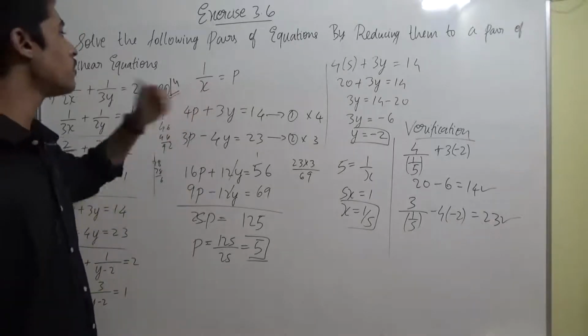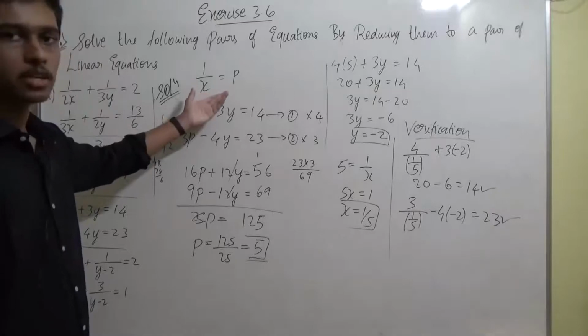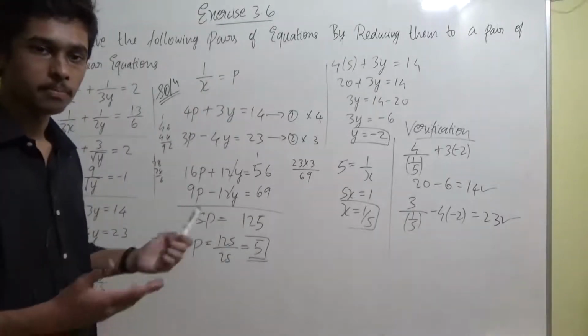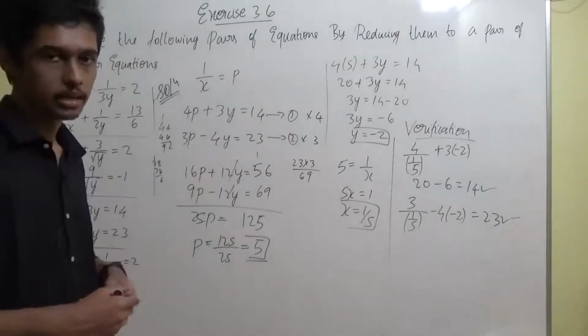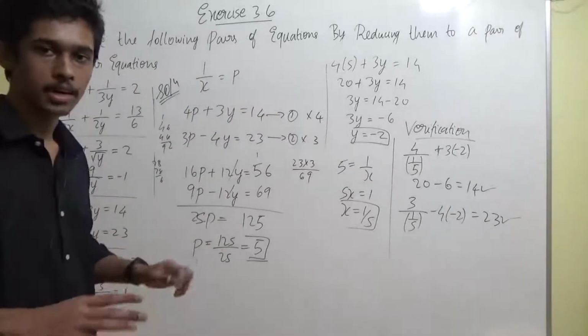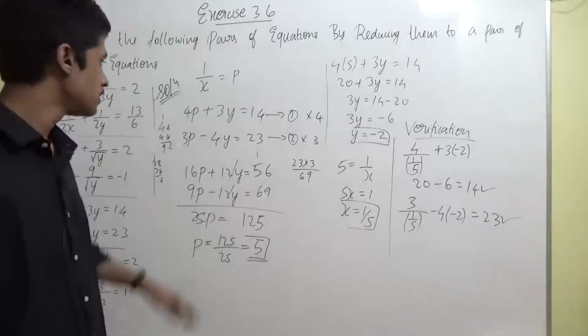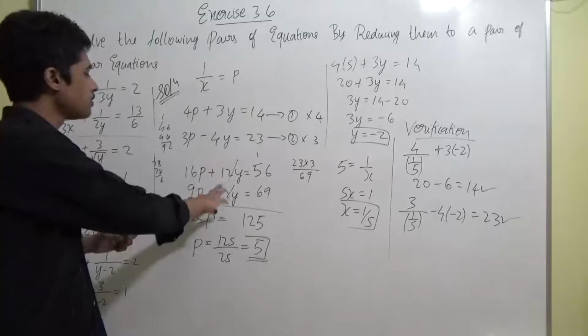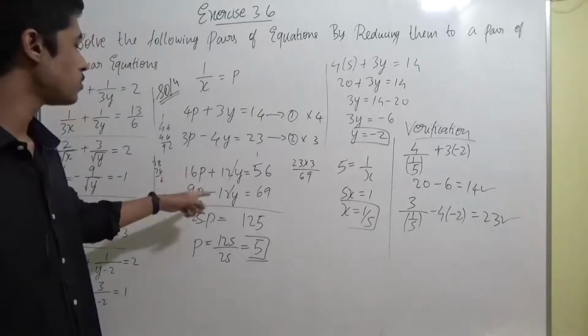So we just substituted 1 by x equal to p. There was no need to substitute 1 by y equal to q and all, right? Only with p it worked. I mean, we could do it. So we did the question, and then we formulated two equations, and then we solved using the elimination method.